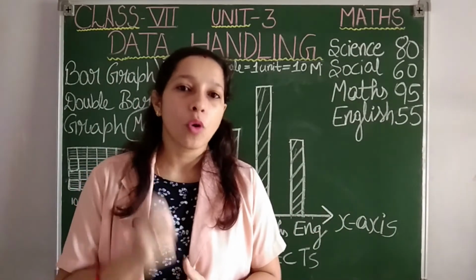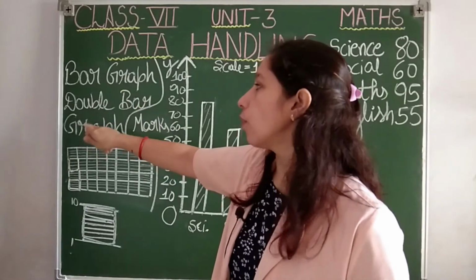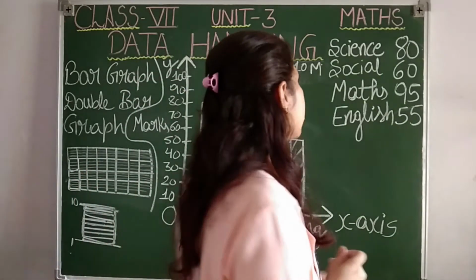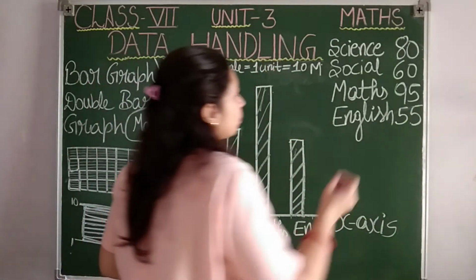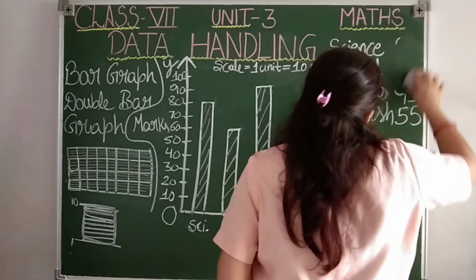Now let us see one more type of bar graph, that is the double bar graph. Bar graph is clear to you. Now we are going to see the double bar graph. Same example I will give, but with a little bit of change, students.